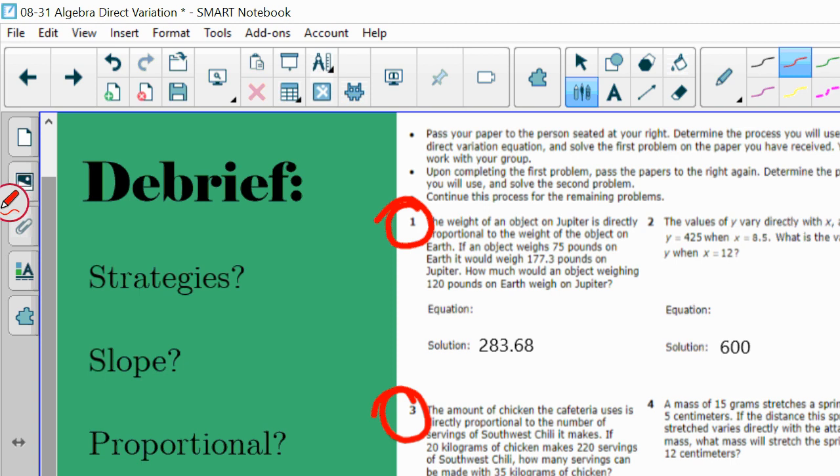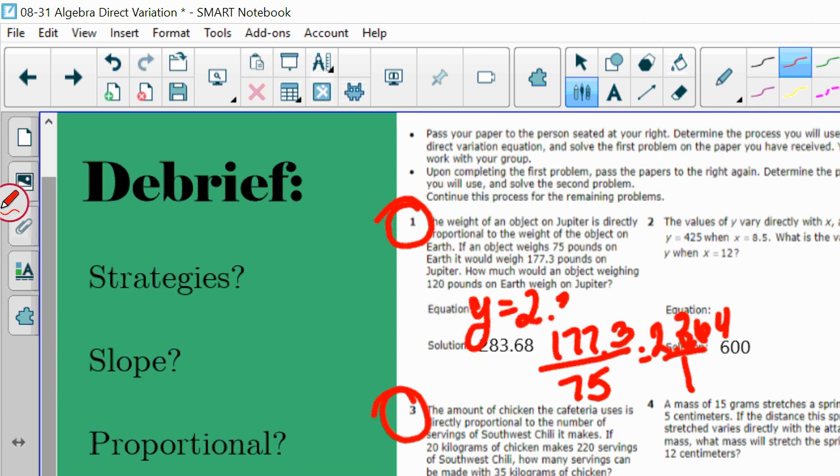Okay, go ahead, Alyssa. It says that if an object weighs 75 pounds on Earth, it would weigh 177.3 pounds on Jupiter. So what I did was I did 177.3 by 75, and then when I did one like that, I multiplied that by 120. So you also found the unit rate. Yeah. So what did you get for that? It was like 2.364. And that was what you multiplied, so then that you knew was your equation, right? Okay. So again, we found our unit rate, and then that becomes our equation. And our unit rate becomes our slope, right?